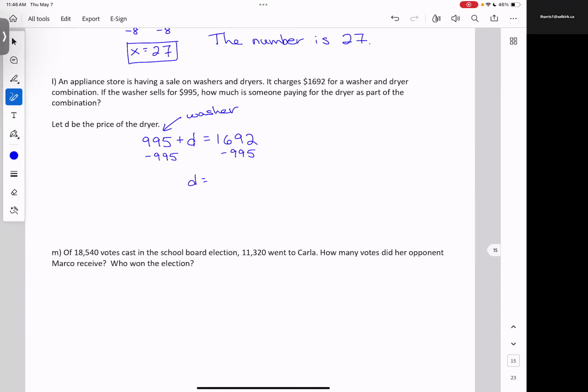And I need a calculator for that one. And I get an answer of 697. So the dryer costs $697 as part of the combination.